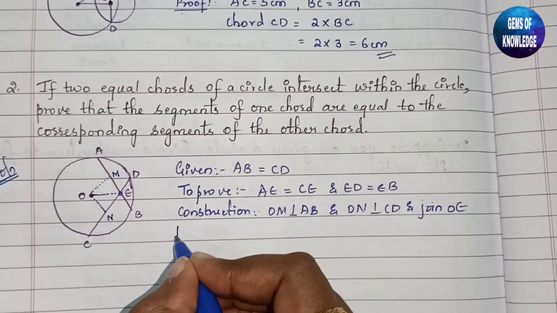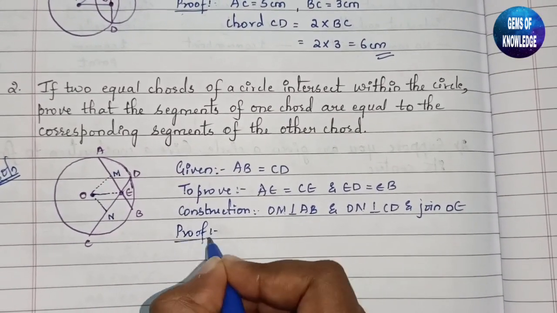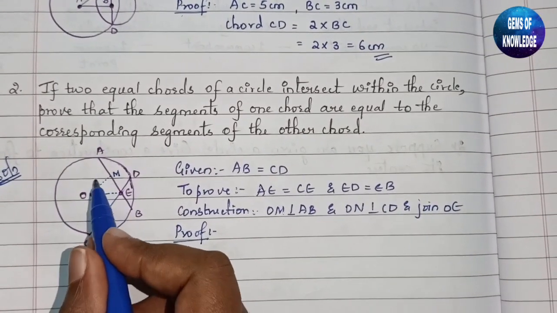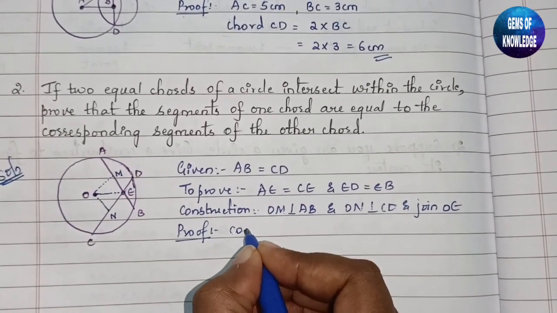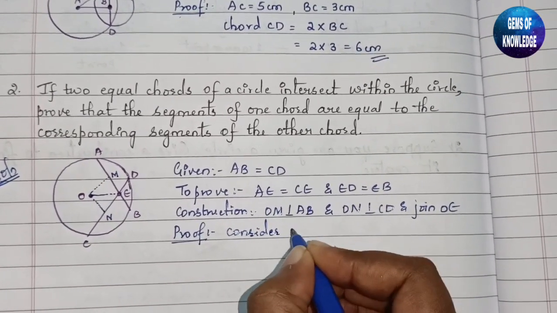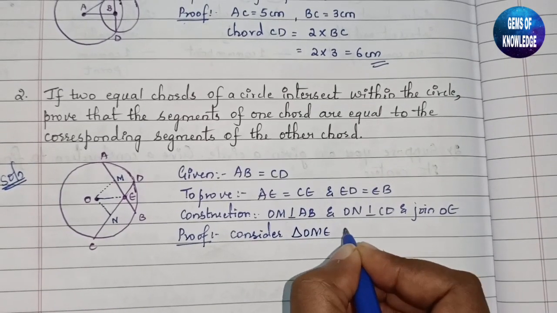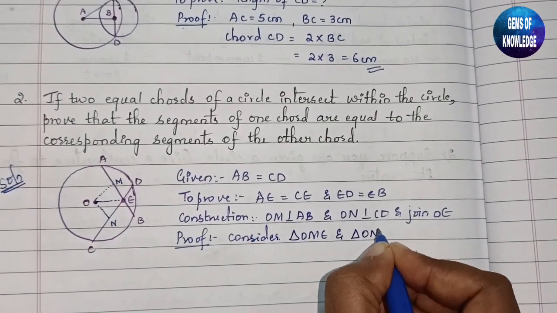Now after construction, let us consider the proof for this. That is, we will consider these two triangles. Consider triangle OME and triangle ONE.